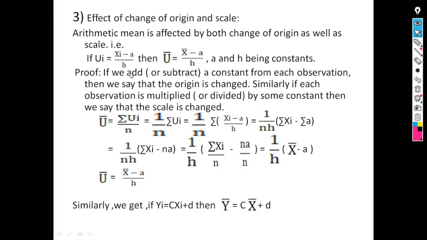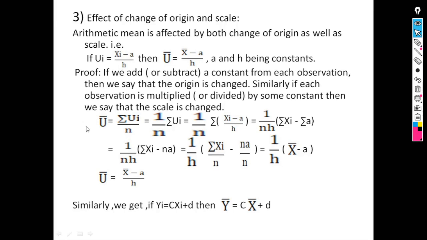First we will see what is meant by change of origin and change of scale. If we add or subtract a constant from each observation, then we say that the origin is changed. Here a is a constant which is subtracted, so it is a change of origin. Similarly, if each observation is multiplied or divided by some constant, then we say that the scale is changed. Here h is divided, so it is a change of scale.